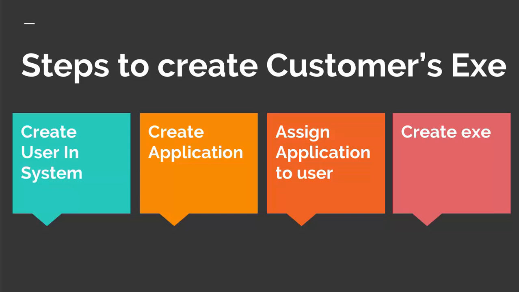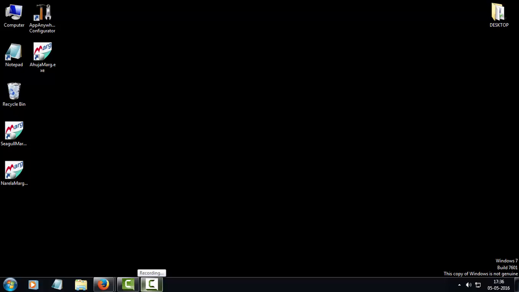Now let's take a look at the steps to creating a customer's exe. First, create user in system. Second, create application. Third, assign application to user. And then finally create exe. So these are the four simple steps that are to be followed. So firstly we will create the user by right clicking on My Computer icon.